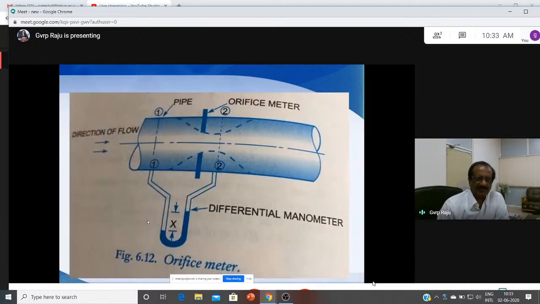The orifice meter we have also discussed. If you see here, there is a sudden change in cross-section area. Orifice meter means an orifice plate placed here with an opening. So there is a sudden change in cross-section area, and the point at which the jet has minimum cross-section area is called the vena contracta. This happens at a distance of half the diameter. If the diameter of the orifice is, let us say, D, you can expect it at a distance of half the diameter.